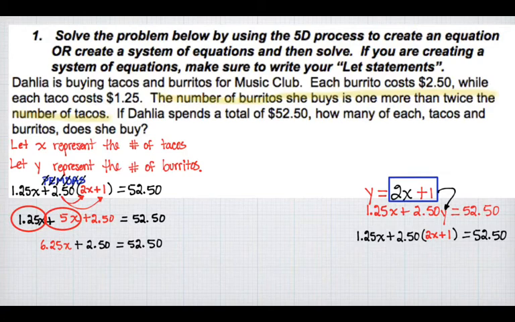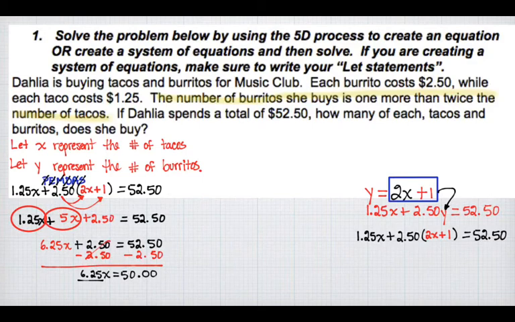So now all I got to do is solve. So I'm actually going to solve for x, which means I want x by itself. That means I got to get rid of the 2.50. So I'm going to subtract 2.50 from each side. So minus 2.50, minus 2.50. And what I'm going to end up with is, well, that's going to be gone right here. So I'm going to get 6.25x equals 50, right? Because 52.50 minus 2.50 is 50. And just in case, I'm going to put the 50.00.